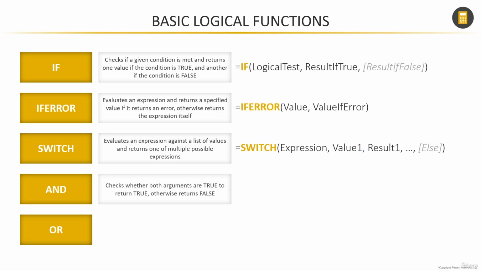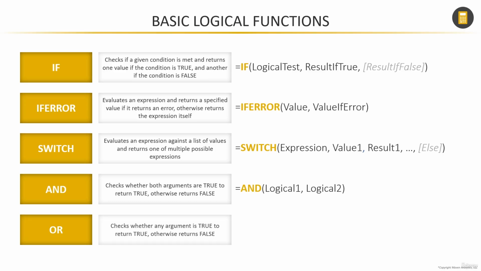Next, we've got and, and this kind of speaks for itself because it checks whether 2 arguments are both true and then returns true if that's the case. Otherwise, it returns false. So the syntax looks like this. You just plug in 2 arguments, 2 logical statements. Or is very similar, except instead of checking whether both arguments are true, it checks whether one of the 2 arguments is true. So same syntax here, we're just using or instead of and.